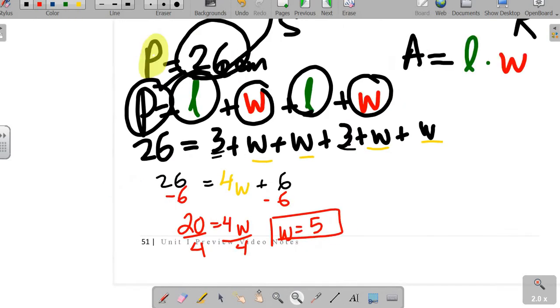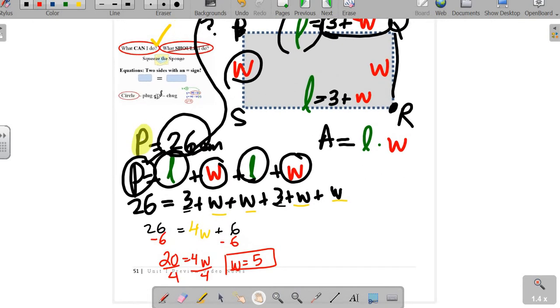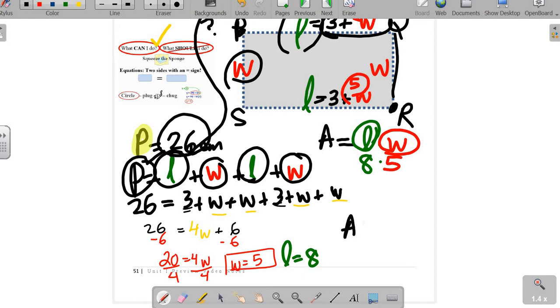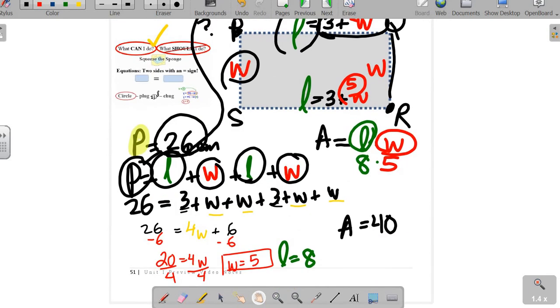Once you find your width, of course you come up here, and that's now 5. So that means our length, 3 plus 5, is 8. Come up here, and now we circle, plug, chug. That's now 8. Width is 5. Therefore, our area is 40. We check for units. Centimeters squared.